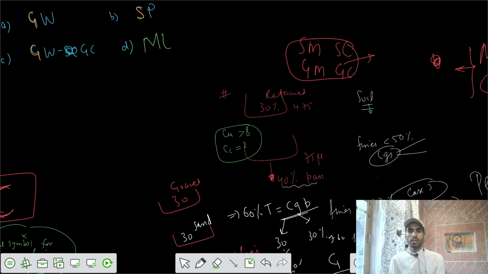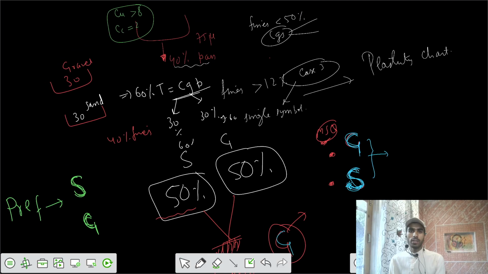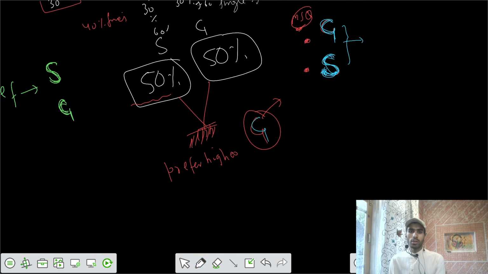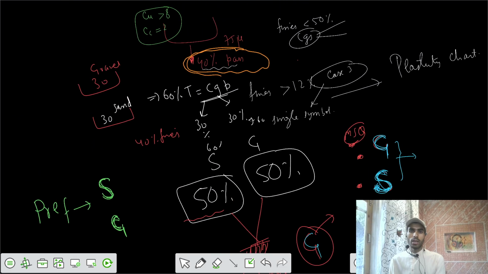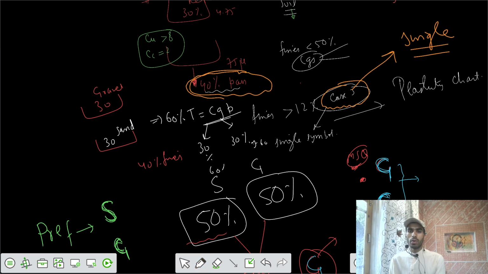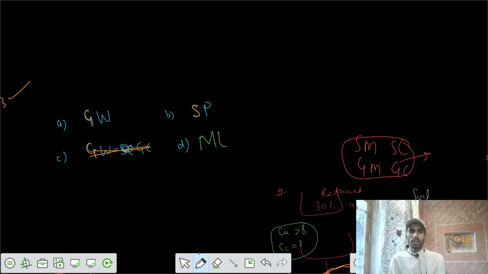Now, the second statement is there, because the percentage of fines was given to you. What was the total percentage of fines? It's 40% fines. If it's 40% fines, that corresponds to class 3. Class 3 says that we have to use a single symbol. So that means this part is getting cancelled. This is not the option. Now we need to see which one of these two it is.